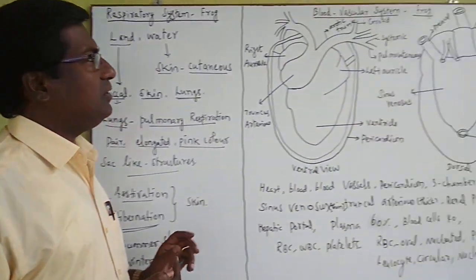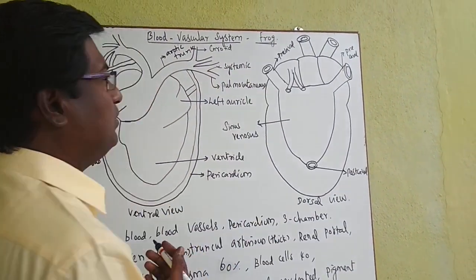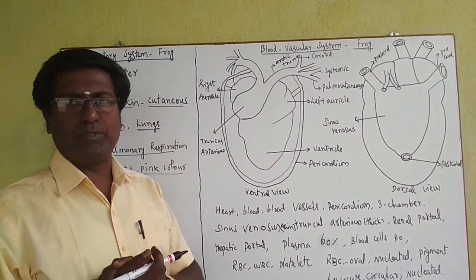Dear students, next we move to the blood vascular system of the frog, or the circulatory system of the frog. You know, in the frog the circulatory system is a closed type of circulatory system.